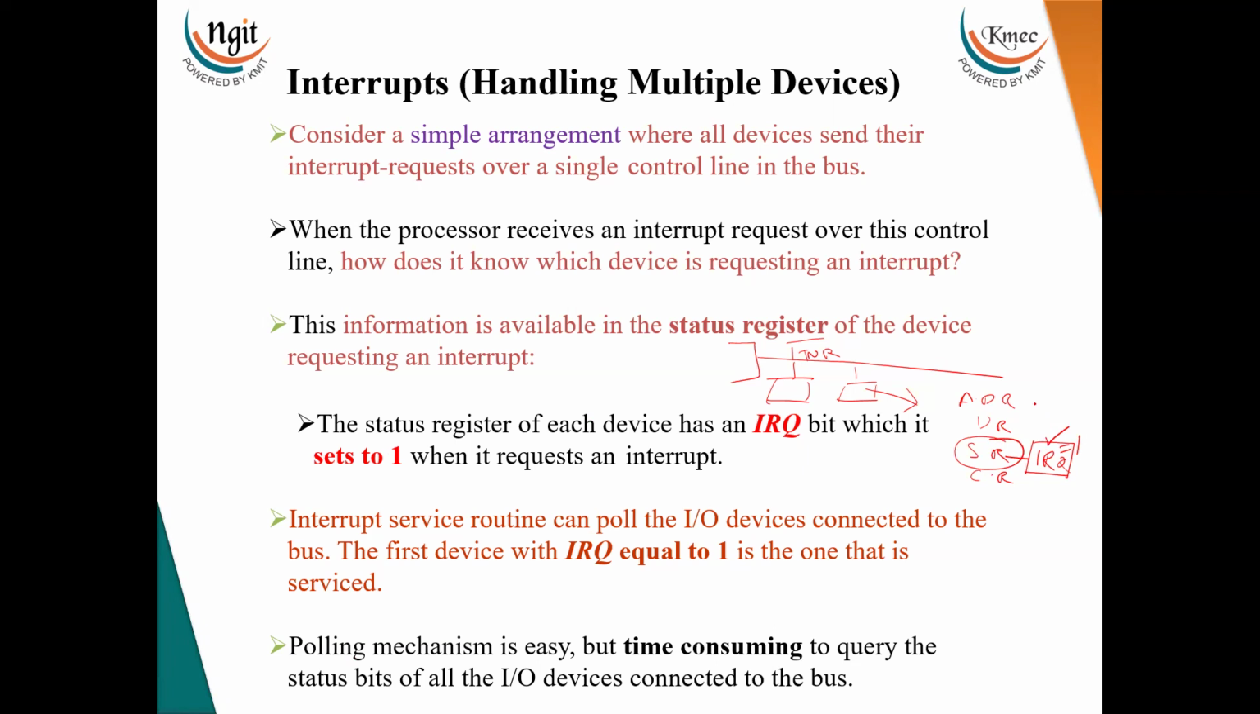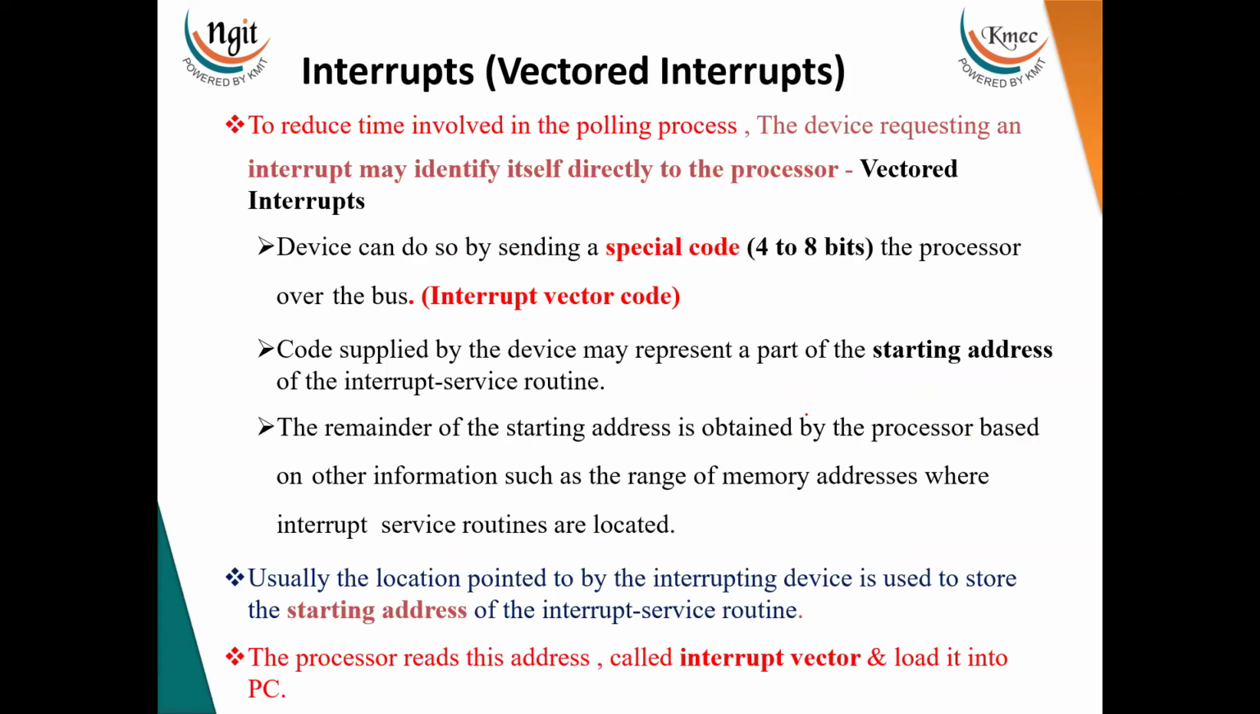The microprocessor is reading the status of all the interfacing circuits. That is nothing but the polling mechanism. It is very easy but time consuming. So to reduce the time, we have one more method, the vectored interrupt.